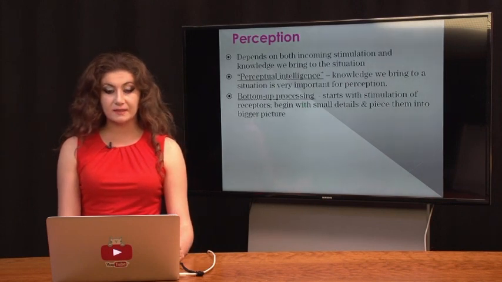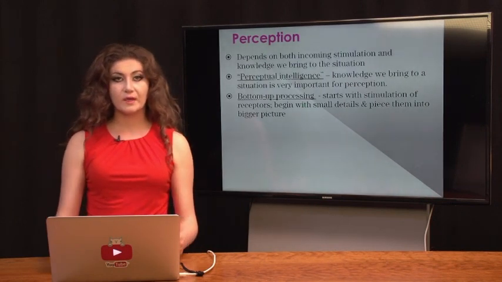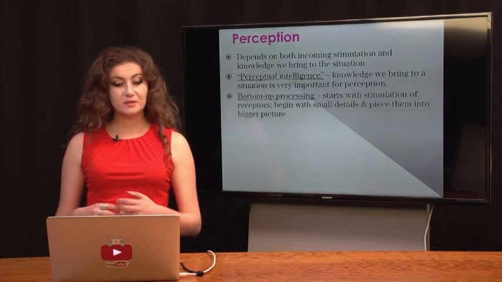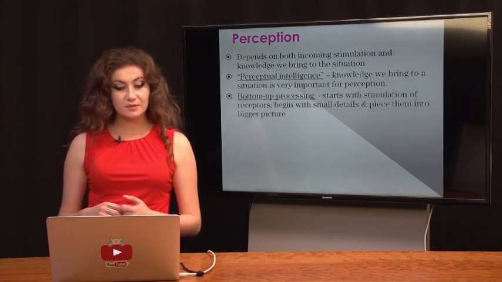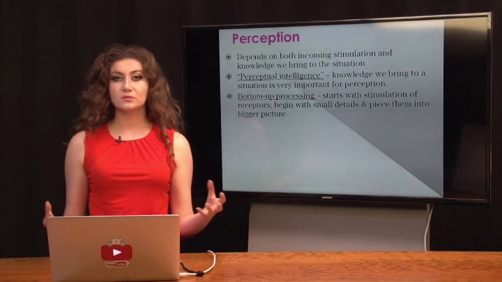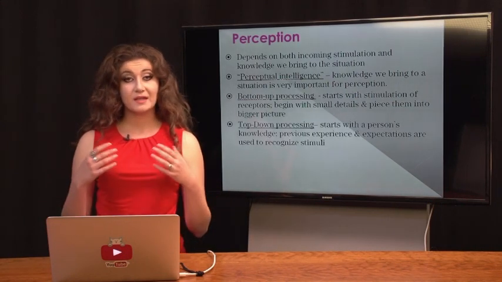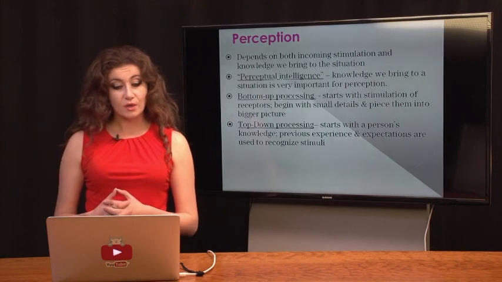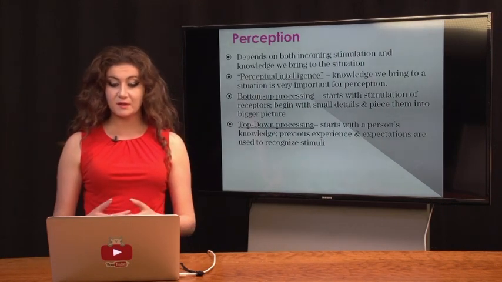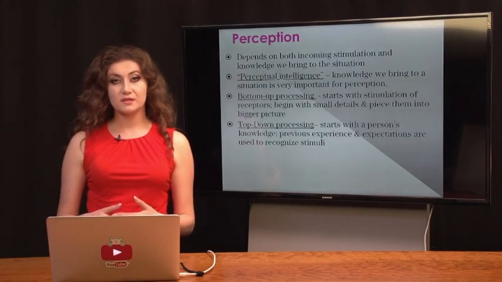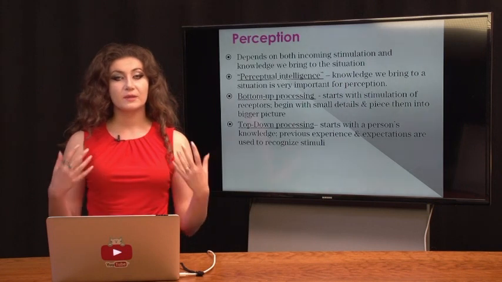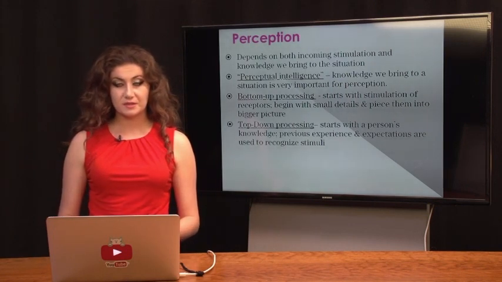Bottom-up processing is the idea that when we process or perceive information, this starts with the stimulation of our sensory receptors. We begin with very small details and then we piece them into a bigger picture. Top-down processing starts with a person's knowledge, because that person already has previous experience of what he or she is perceiving, and is based on particular expectations that we use to recognize this stimulus.